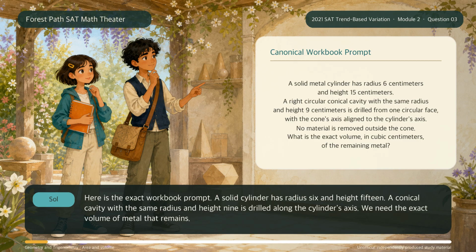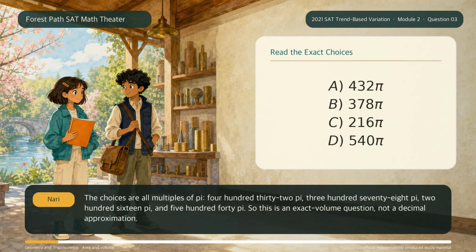Here is the exact workbook prompt. A solid cylinder has radius 6 and height 15. A conical cavity with the same radius and height 9 is drilled along the cylinder's axis. We need the exact volume of metal that remains. The choices are all multiples of pi: 432 pi, 378 pi, 216 pi, and 540 pi. So this is an exact volume question, not a decimal approximation.